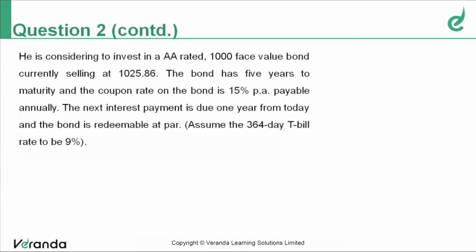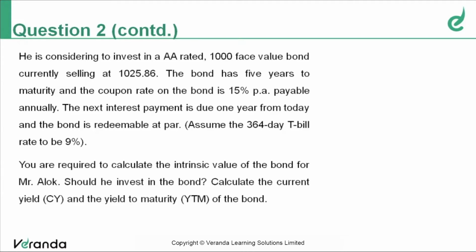He is considering to invest in AA rated, that is a 1000 face value bond, currently selling at 1025.86. The bond has 5 years to maturity and coupon rate on the bond is 15% per annum, payable annually. The next interest payment is due 1 year from today and the bond is redeemable at par. Assume the 364-day T-bill rate to be 9%. You are required to calculate the intrinsic value of the bond for Mr. Alok. Should he invest in bond, calculate the current yield and the yield to maturity of the bond.